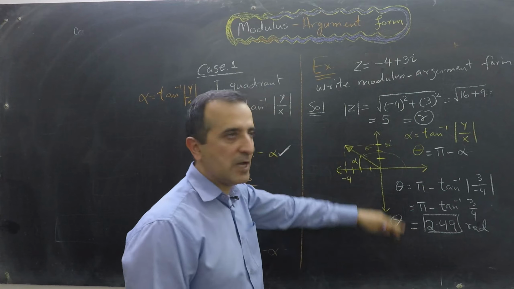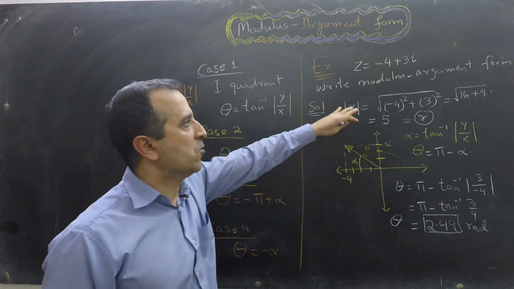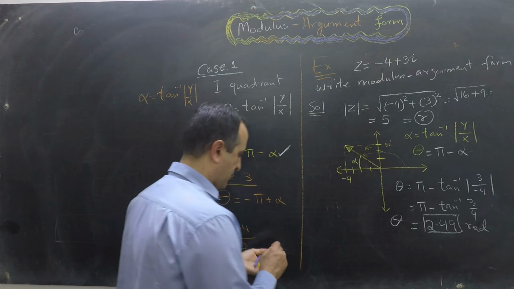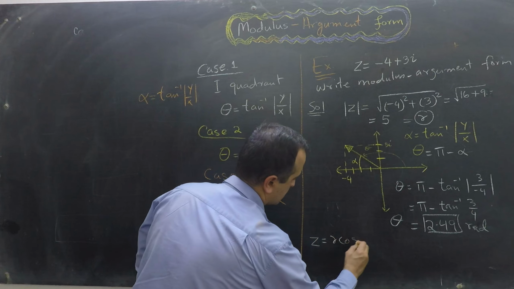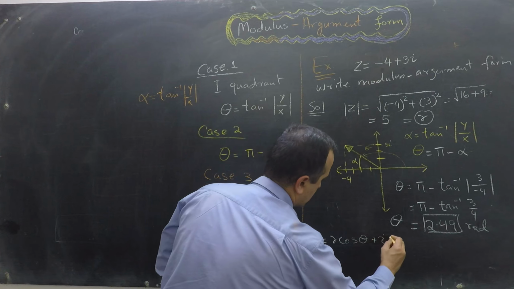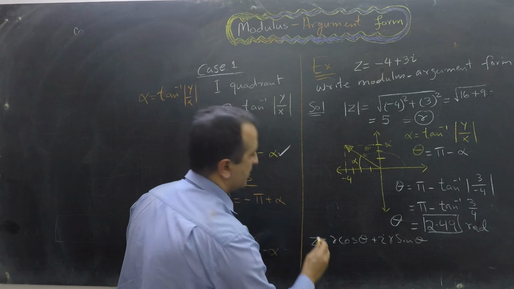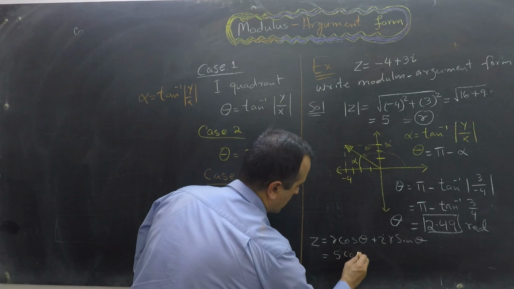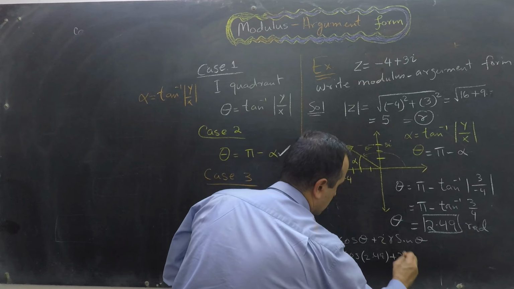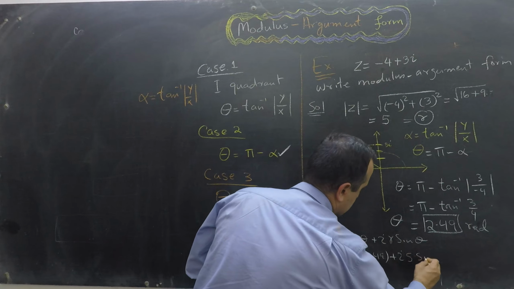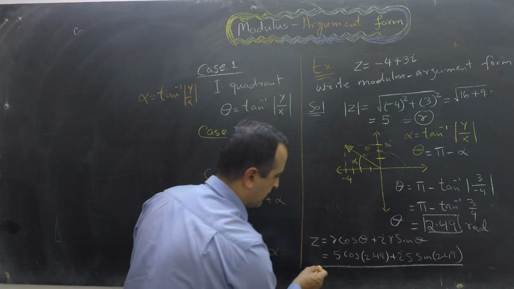So I can fill these values in and write my complex number in modulus argument form. My final answer will be z is equal to r cos theta plus iota r sin theta, and r is 5. So 5 cos 2.49 plus iota 5 sin 2.49. That's our final result.